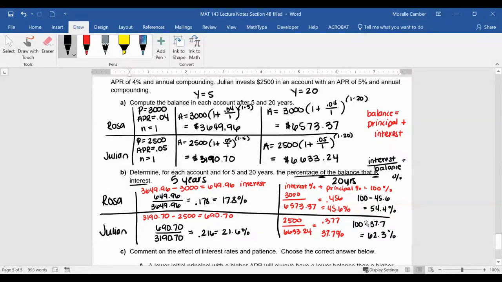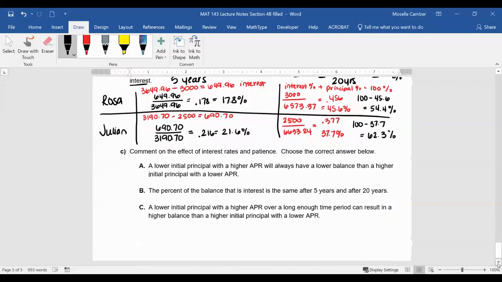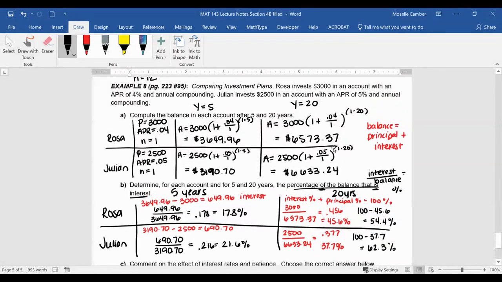So again, we see that Julian for both 5 years and 20 years has a greater return. So more of his balance is interest than is Rosa's. But in the short term, Rosa has more money in her account after 5 years than Julian does. So the questions you're going to get after one of these questions in MyMathLab is usually like which one is better. Sometimes it'll talk about the greater balance, sometimes it'll talk about the greater return. So if it's comparing balance, you're going to be looking at what we did for part A. If it's going to talk about a return, then it's talking about what we did in B.